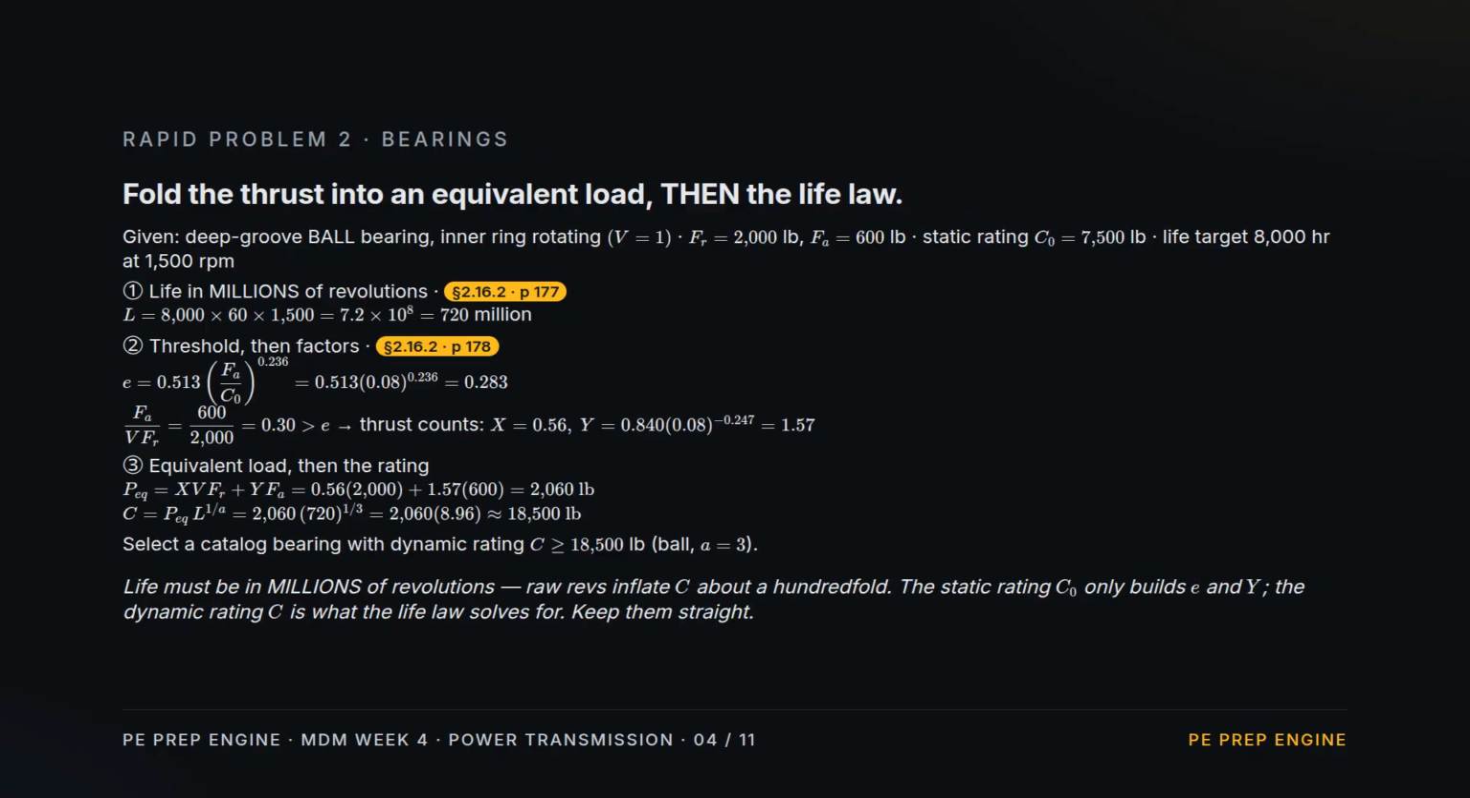Problem 2. Bearings. A rolling bearing isn't sized by a stress. It's a load versus life curve, and a combined load folds into one equivalent radial load first. Convert the life to millions of revolutions, 720. Build the threshold from the thrust ratio against the static rating. The thrust ratio clears it, so the thrust counts, fixing X and Y. Assemble the equivalent load, then the life law gives a required dynamic rating near 18,500. Keep the static and dynamic ratings straight. One sets the factors, the other is the answer.